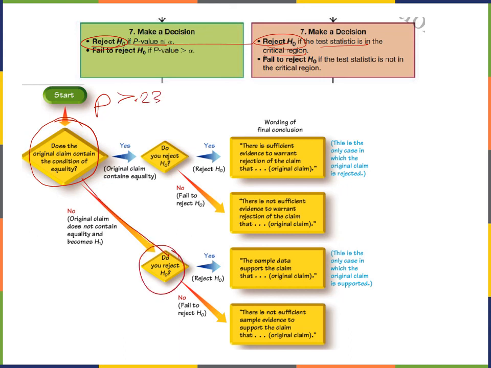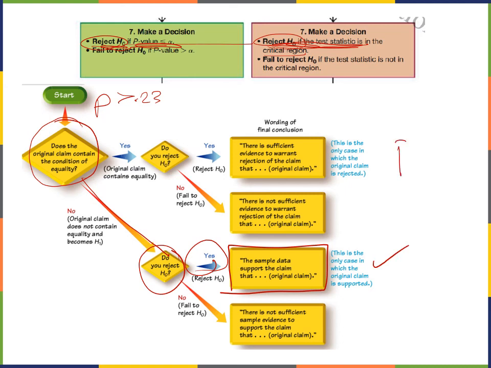Did we reject H sub 0? Yes, we rejected H sub 0. In either case, we didn't have to do both, but we did both. Yes, we rejected H sub 0. So here's our final answer. The sample data supports the claim that the proportion is bigger than 0.23. Remember, this is the only one where we actually support the claim.